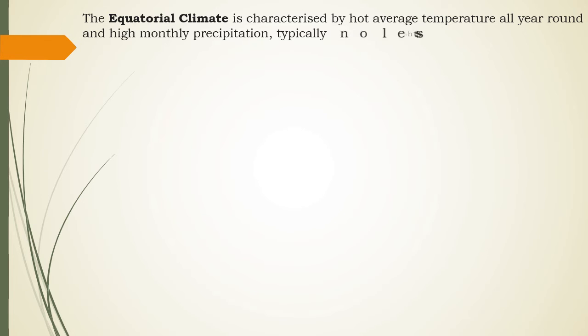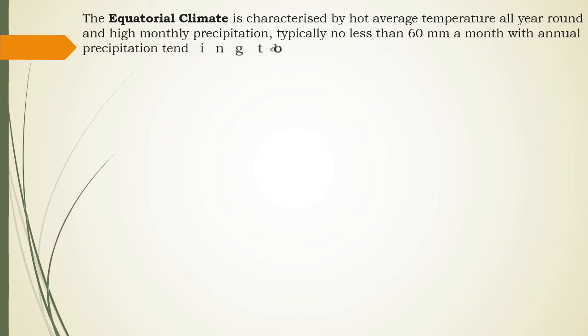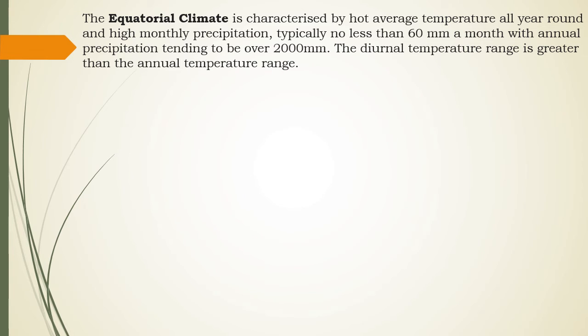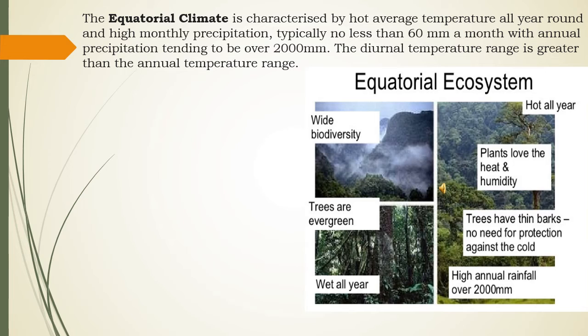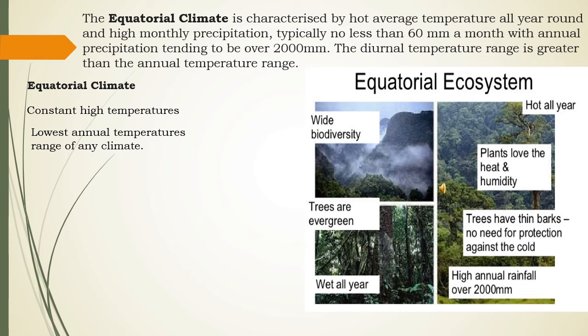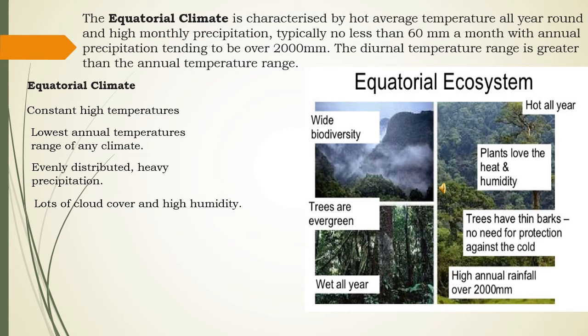The equatorial climate is characterized by hot average temperature all year round and high monthly precipitation, typically no less than 60 millimeters a month, with annual precipitation tending to be over 2000 millimeters. The diurnal temperature range is greater than the annual temperature range. Equatorial climate: constant high temperatures, lowest annual temperature range of any climate, evenly distributed heavy precipitation, lots of cloud cover and high humidity.